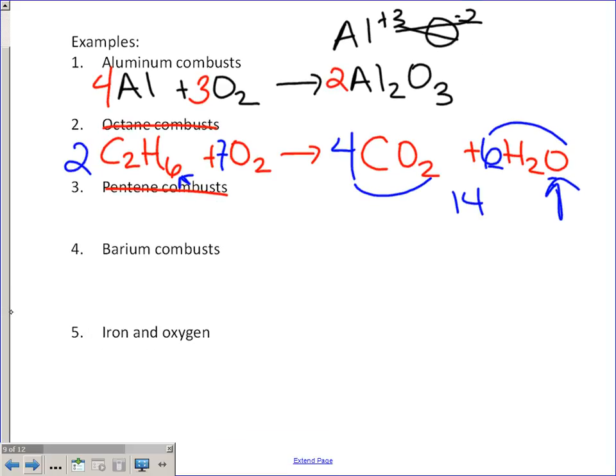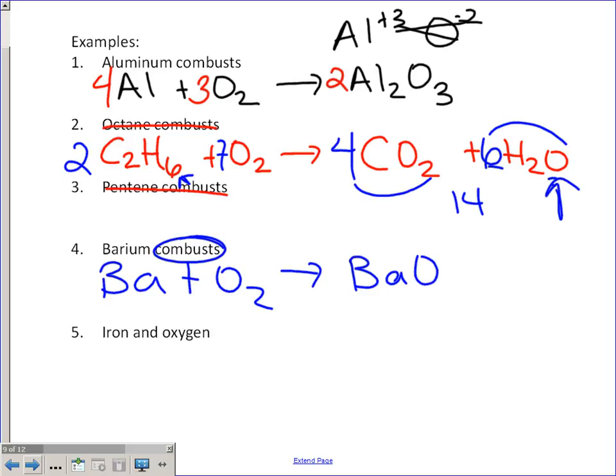Barium combusts, number 4. Ba is barium. Barium plus oxygen gas, I know it's oxygen gas because I have the word combusts, is going to yield BaO. And why is it BaO? Because barium has a 2+ charge and oxygen has a -2 charge. When those crisscross, they cancel out.